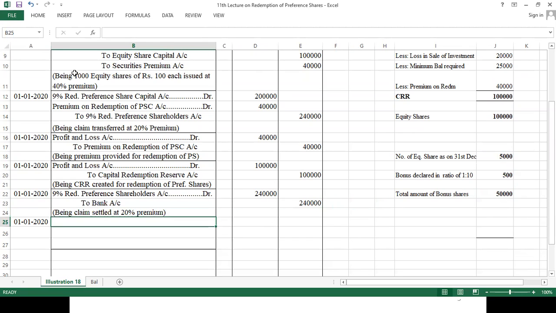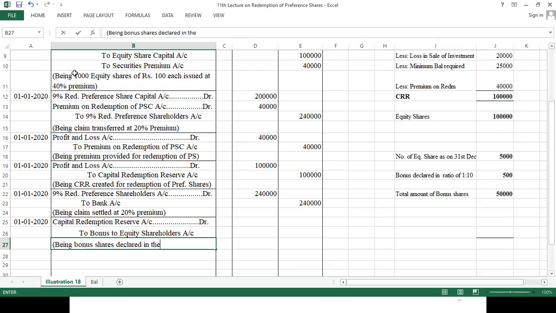So my declaration of bonus shares issue entry will be capital redemption reserve account debited to bonus to equity share holders account. ठीक है, here we will write being bonus share declared in the ratio of 1:10.